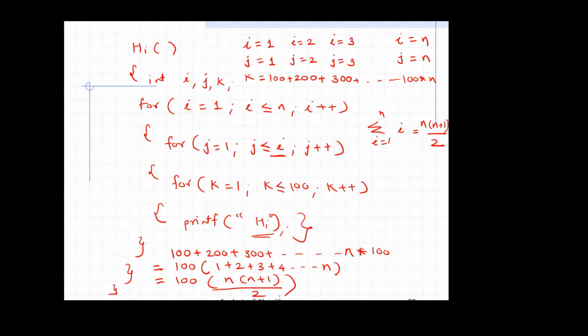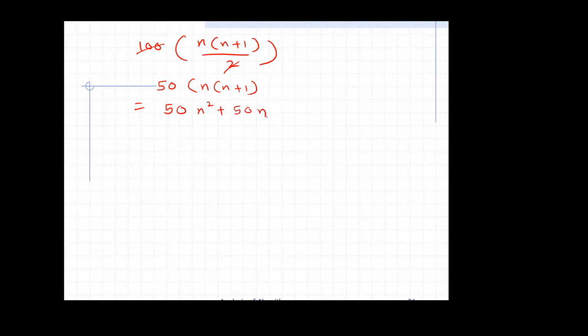Now let's continue it on the next page. So 100 we took common, and we use the formula for summation series, n times n plus 1 divided by 2. So this 2 and 100, we will get 50 multiplied by n times n plus 1. So when we solve this, we get 50 n square plus 50 n.